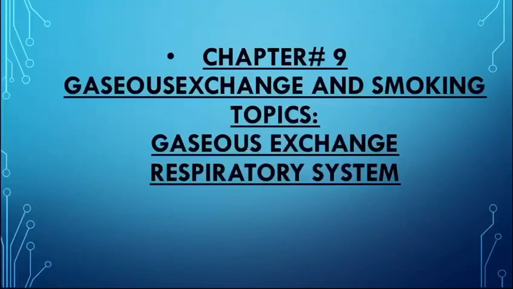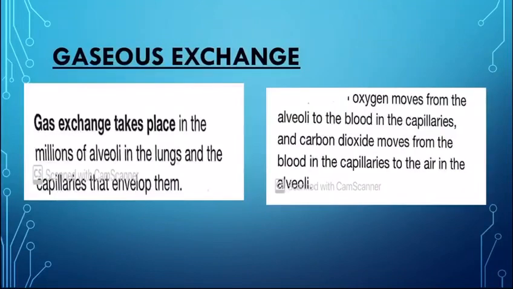Today we are going to start a new unit, chapter 9, gases exchange and smoking. We will discuss gases exchange and the respiratory system. What do you mean by gases exchange? It means the exchange of respiratory gases, that is oxygen and carbon dioxide, which takes place in the alveoli in the lungs. The oxygen moves from the alveoli to the blood and carbon dioxide from the blood to air.